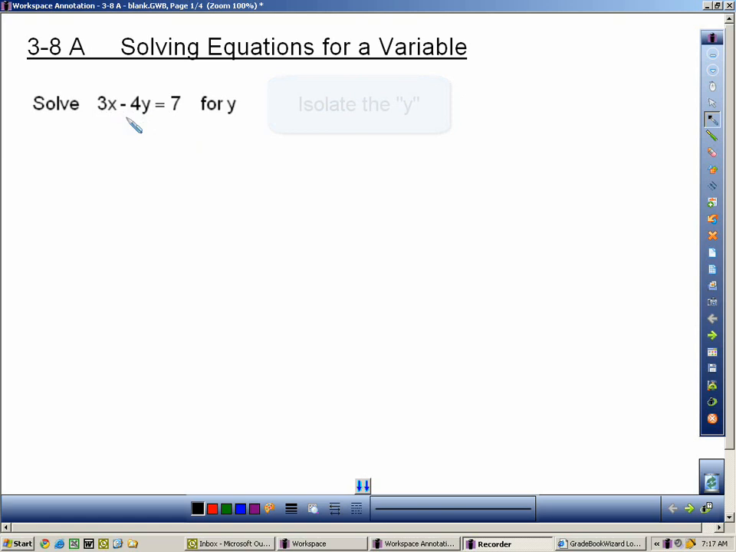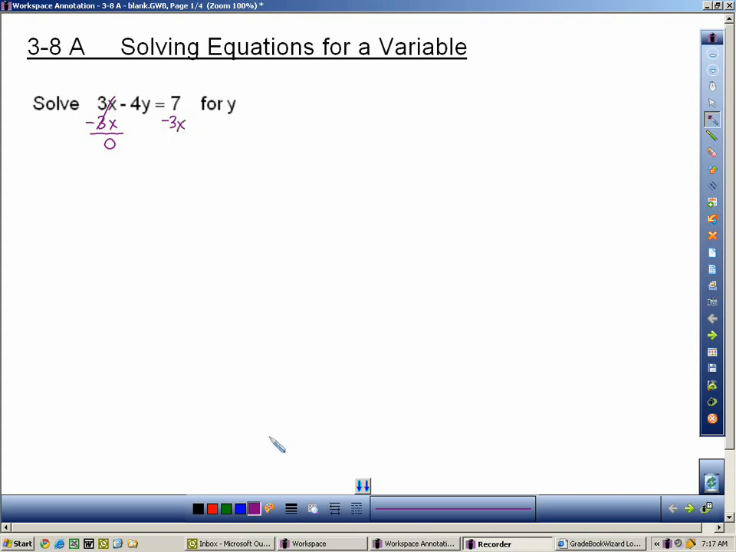In this case, the 3x is on the same side as the 4y. So I want to take that 3x and move it to the other side by subtracting 3x from both sides. 3x minus 3x is 0, or we can just say that 3x will cancel each other out. But then we also have to subtract the 3x from both sides.